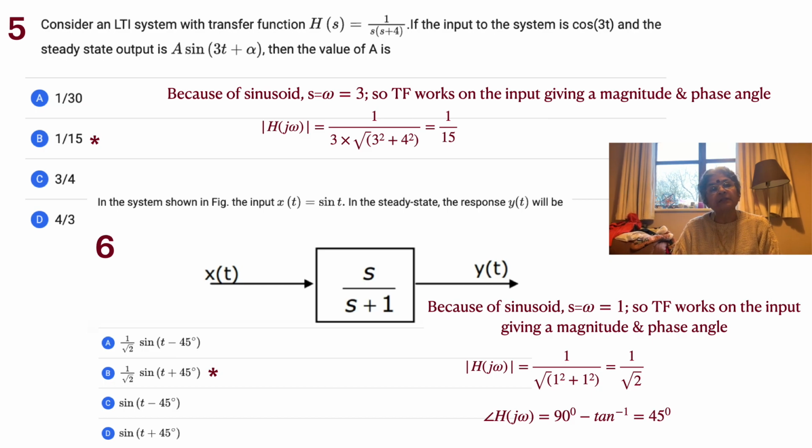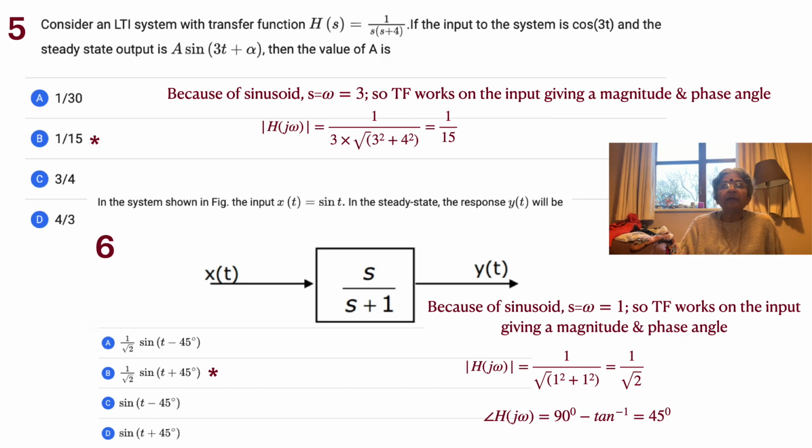Or in other words, in this case, omega is equal to 3 because the input is sinusoidal. So now we need to work only in terms of frequency. Omega is now equal to 3, and the steady state output is given as A sine 3t plus alpha. Then the value of A is? So this is the question.